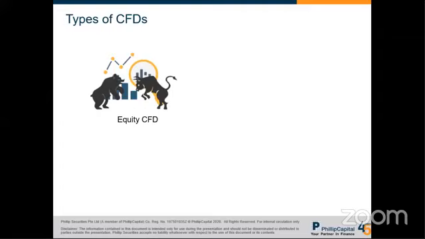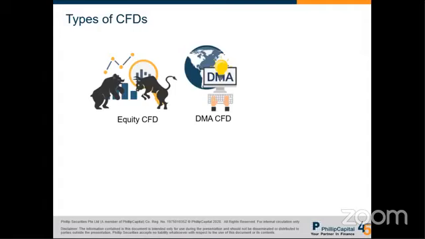There are many types of CFD, such as equity CFD. Equity CFD is offered not just for Singapore, but for a wide range of markets, whether it is US, Hong Kong or Japan. Then there is DMA, which is direct market access. For direct market access CFD, we only offer for the Singapore market. So there are some differences between the equity CFD and DMA.